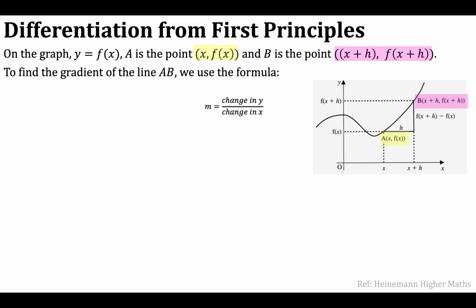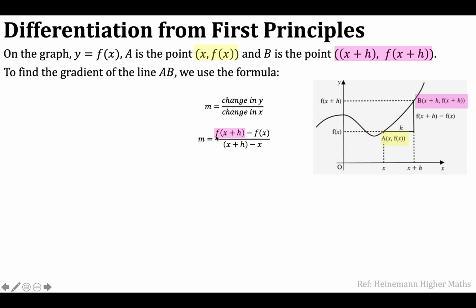Now, to find the gradient of the line AB, so this portion of the curve here, what's the gradient of that? We would use our gradient formula. So we want to know what's the change in y over the change in x. So we have y2 minus y1 over x2 minus x1, which is the formula that you're most familiar with.